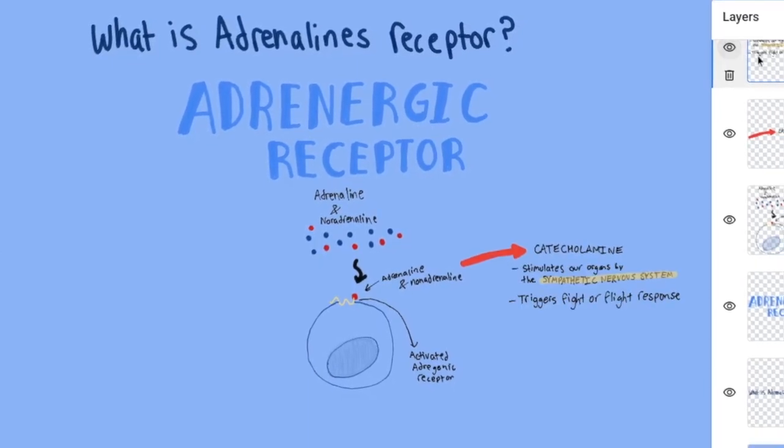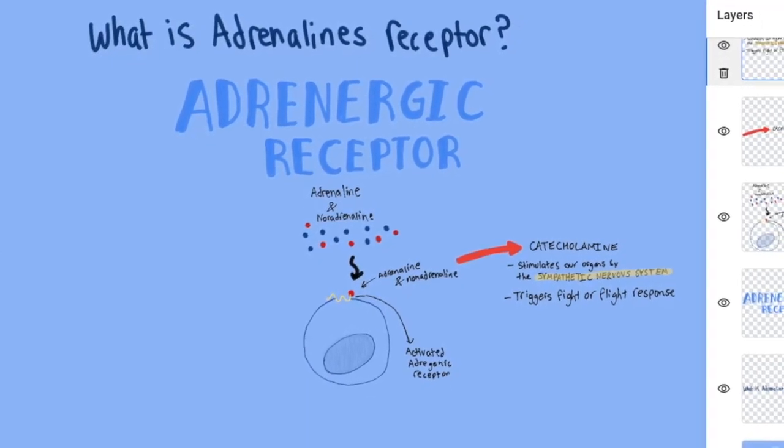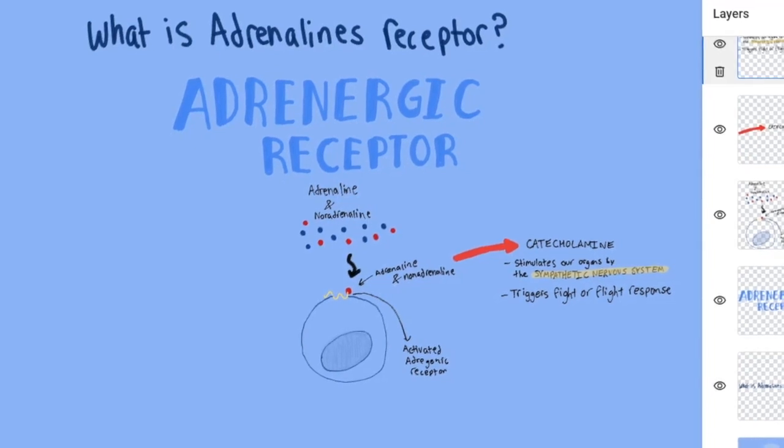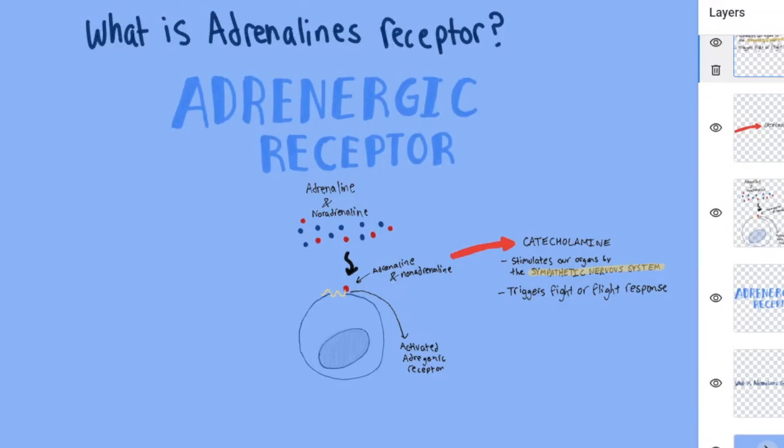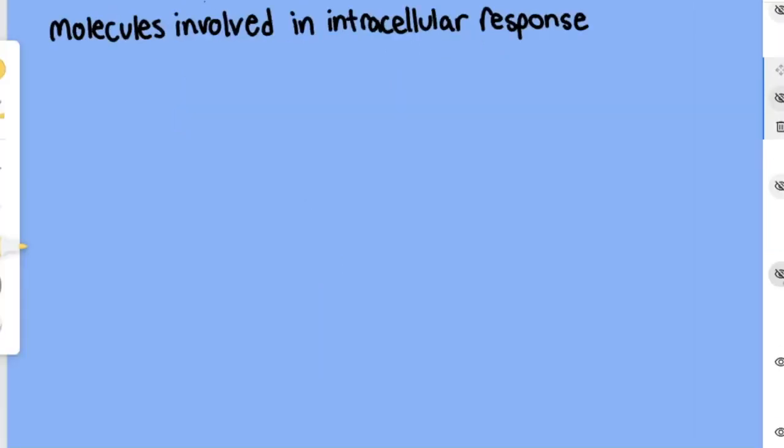So these receptors are like tiny grabbers that catch these chemicals and make the cells do certain things in response, like increasing your heart rate or making you feel more alert. What are the molecules involved in the intracellular response of adrenaline? So when adrenaline binds to adrenergic receptors on the surface of cells, it triggers a series of intracellular responses.